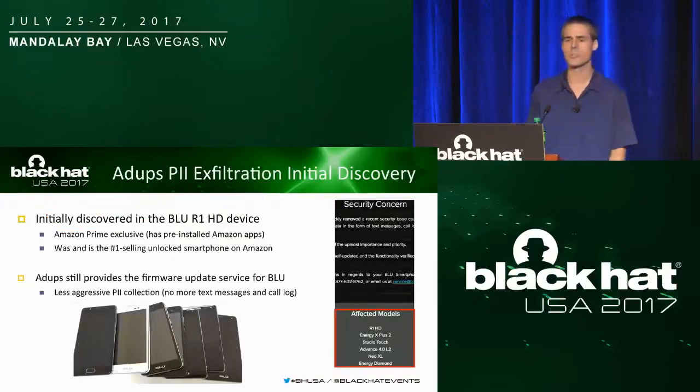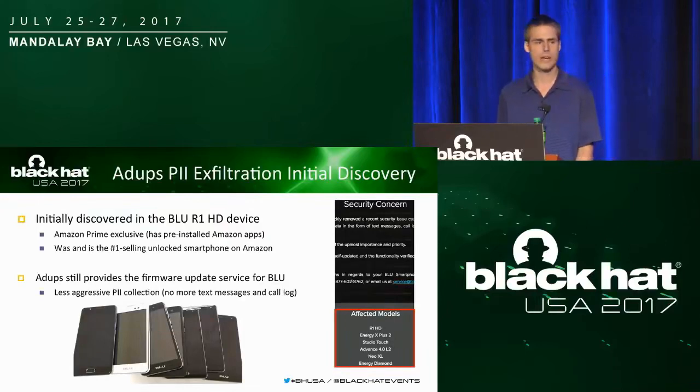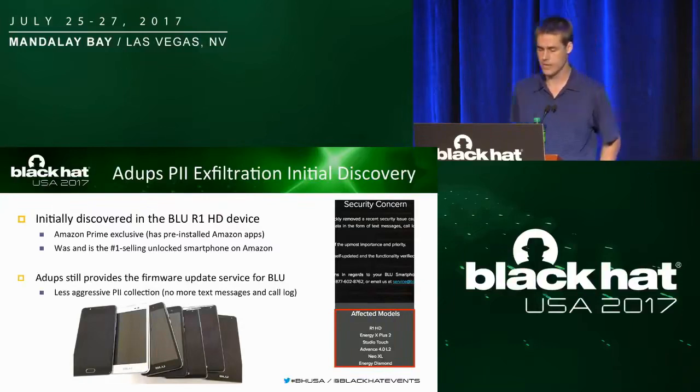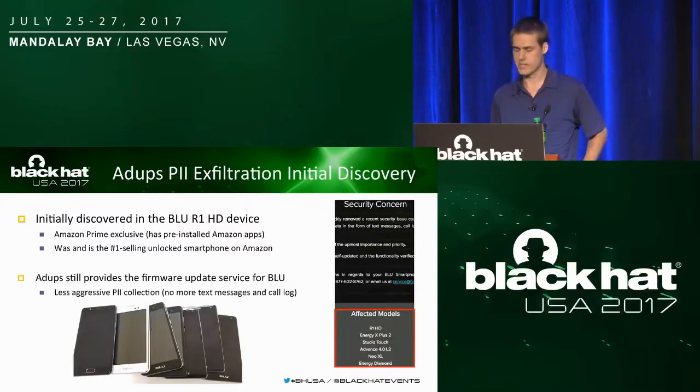So we first noticed the exfiltration on the Blue R1 HD device, and this device at the time was the #1 selling unlocked smartphone on Amazon. And if you go there, I believe currently it's still the #1 selling unlocked smartphone on Amazon. So Blue was using ADUPS at the time, and they're still using ADUPS. And at least on Blue devices, the PII exfiltration has been scaled back, but some of it is still there, which I will talk about in a little bit. And in other devices, they've actually gotten more aggressive, as we noted on May 15th of this year. And over on the right is from Blue's website, when it became public, they showed the devices that were affected.